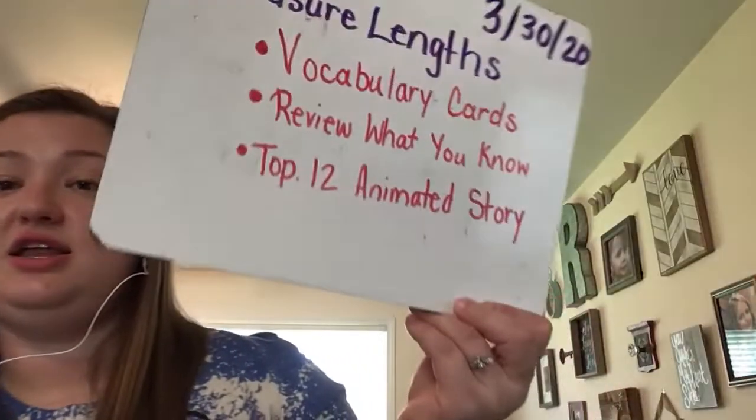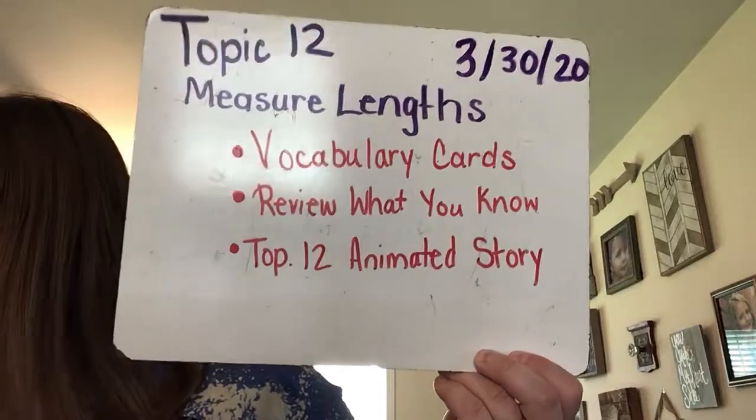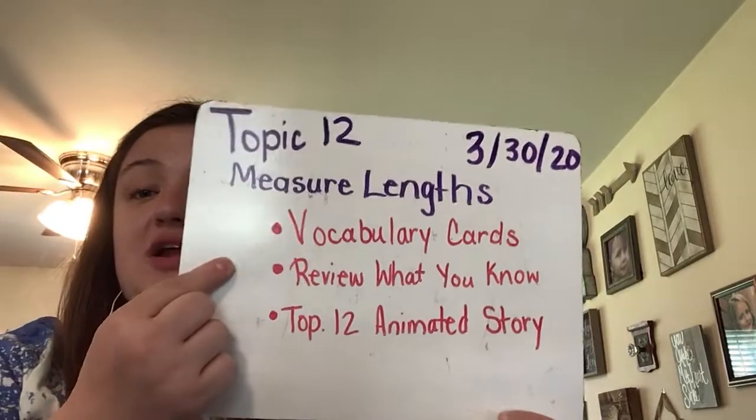And number 6 is just write the missing numbers. So they give you 6, 7, 8. You have to fill in 9, 10, and then they give you 11, and then the last number you have to fill in is 12. Okay? So I have completed the vocabulary cards and the review what I know.